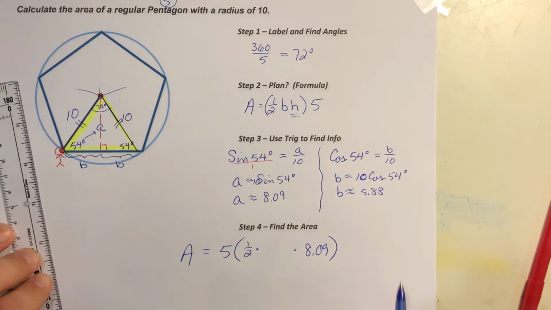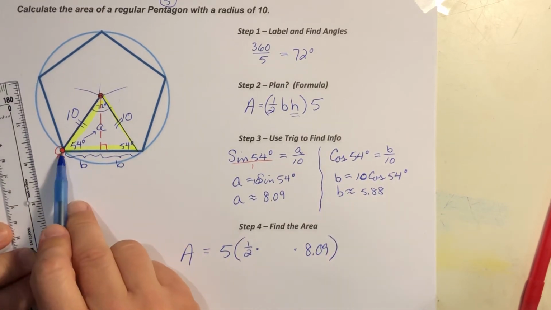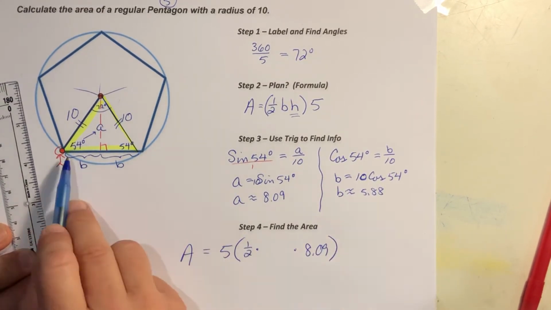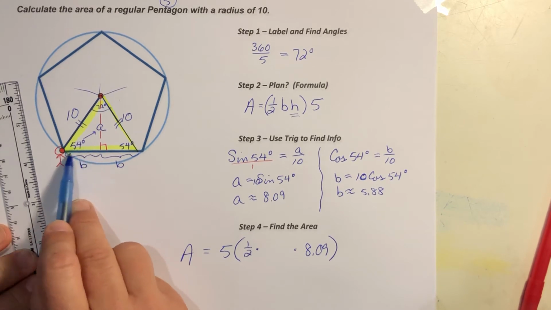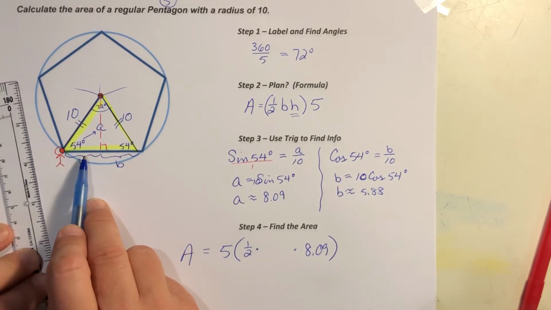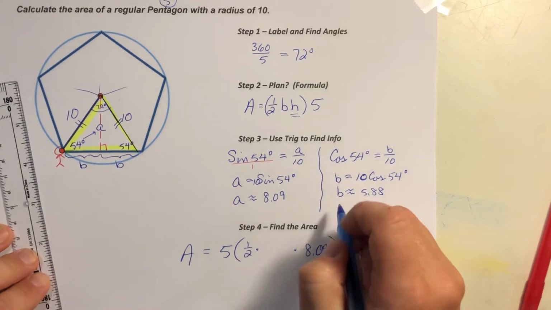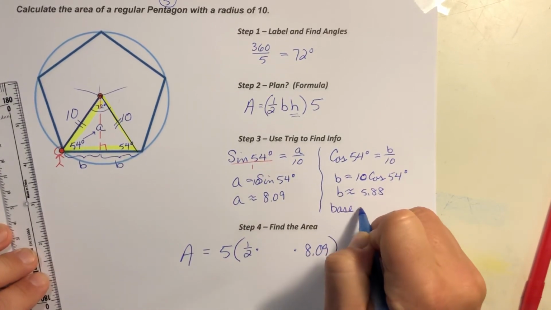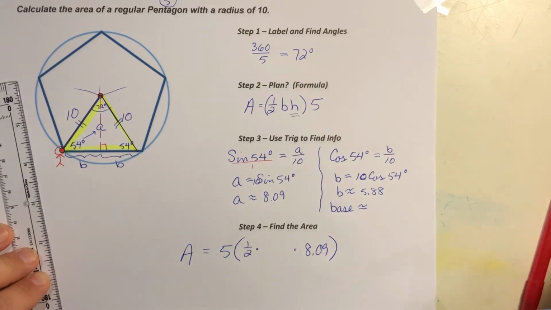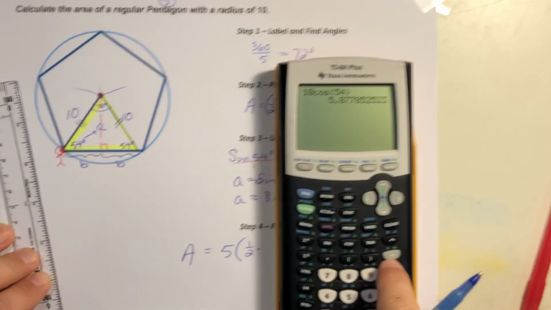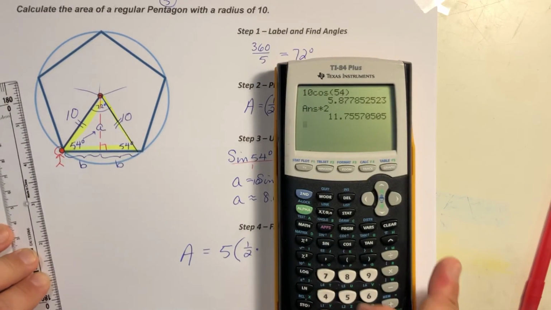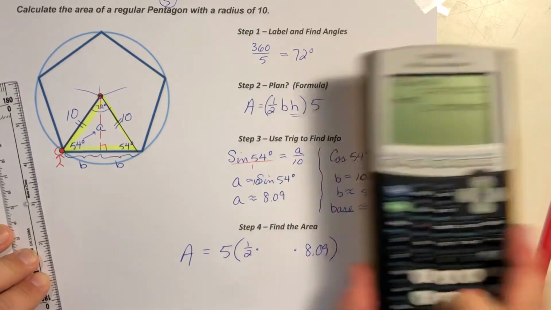5.88. But ladies and gentlemen, be careful here, right? B is about 5.88, but that's only half of the base here, and this is a common mistake. Be careful. So I want the whole base, so that means it's going to be 2 of them. So I'm going to write down that the base is about, let's take our calculator, I'm going to leave those decimals on there, times 2, right? 11 point, let's call it 11.76.